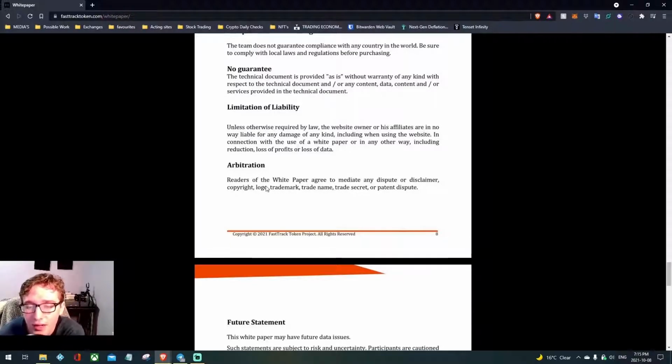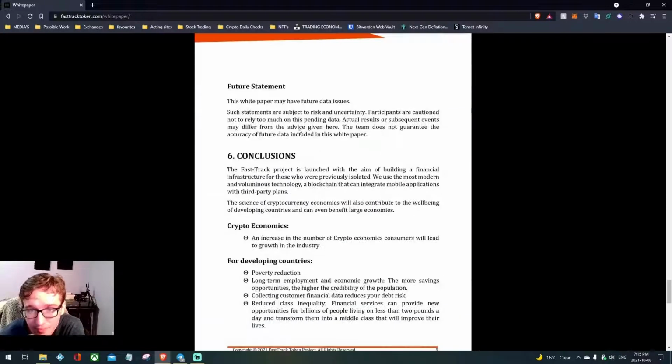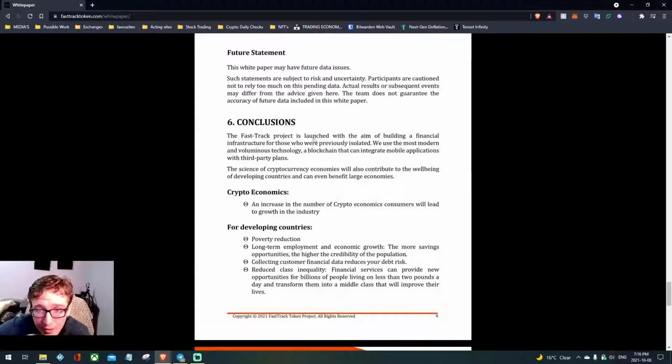Abbreviation. Readers of the white paper agree to mediate any dispute or disclaimer, copyright, logo, trademark, trade name, trade secrets, or patent disputes. Future statement. This white paper may have future data issues, such as statements that are subject to risk and uncertainty. Participants are cautioned not to rely too much on this pending data. Actual results or subsequent events may differ from the advice given here. The team does not guarantee the accuracy of future data included in this white paper.